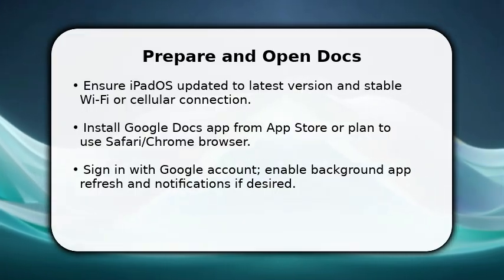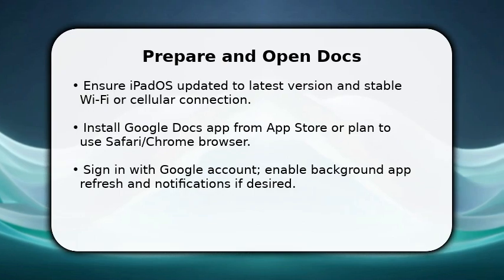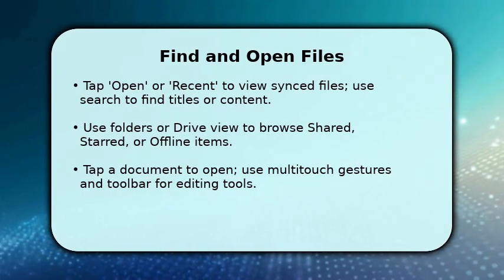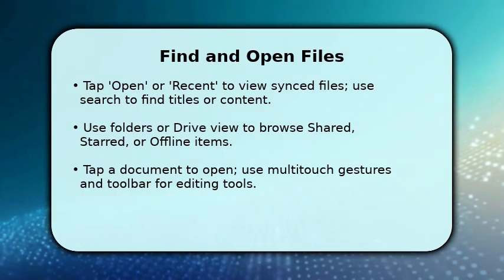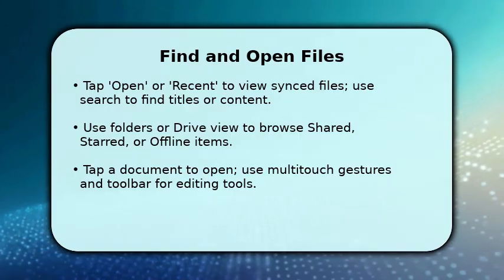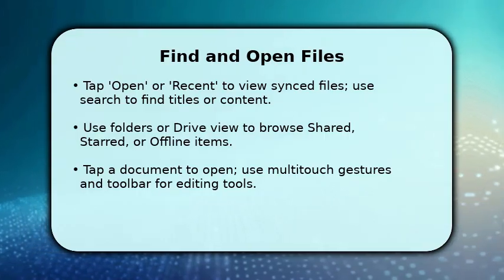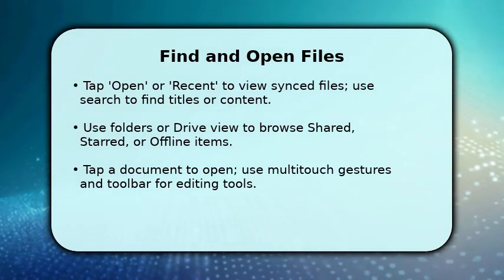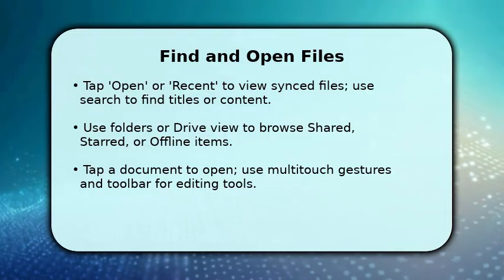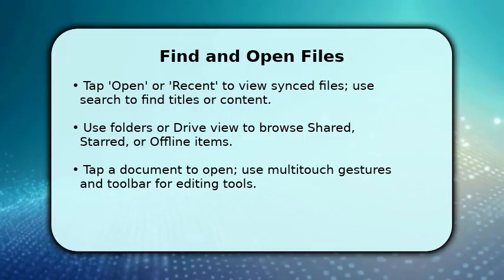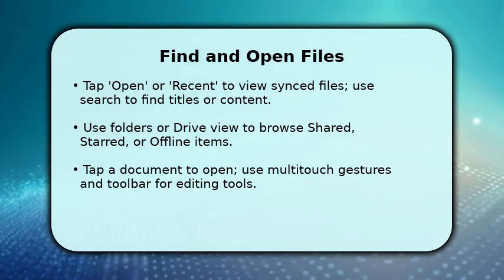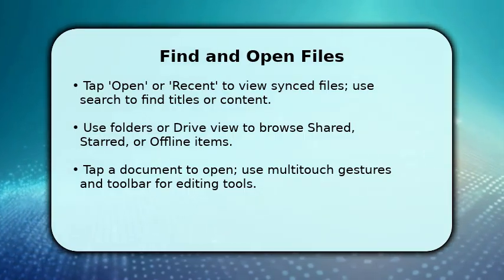Now open the Docs app or navigate to Docs. Once the app or site is open, tap Recent or Open to surface synced documents quickly, and use the search bar to type a title, phrase, or collaborator name. If you don't see a file, switch to Drive View to browse folders, Shared with me, Starred, or Offline sections. Tap the document to open it, then use the top toolbar for formatting, insert, and comment tools.